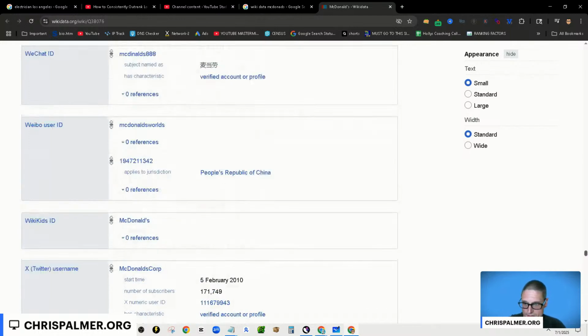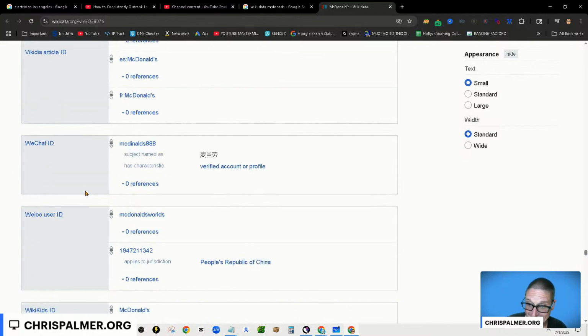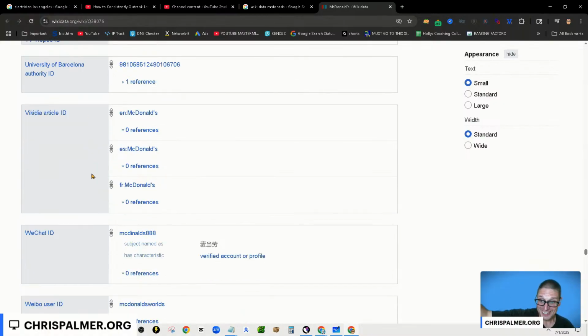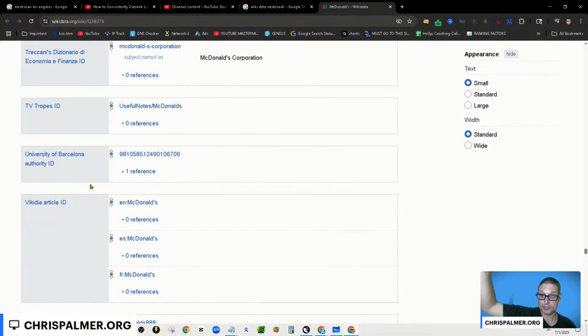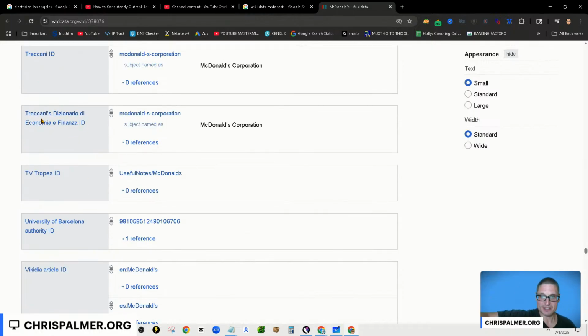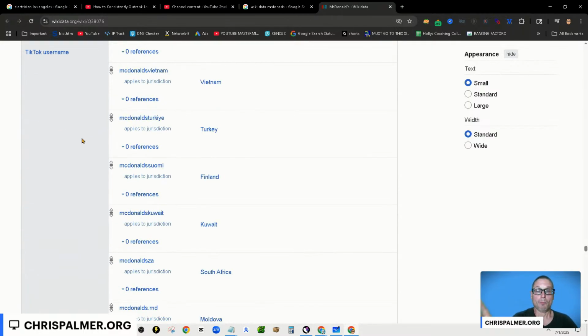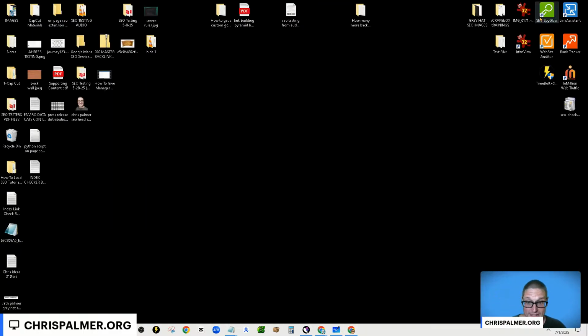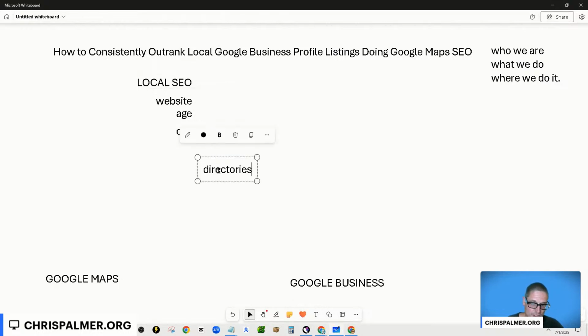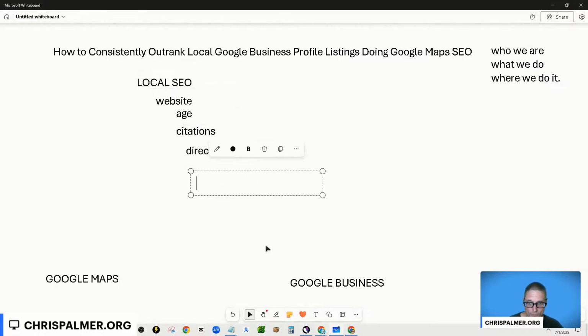Alongside of that, look, there's other ones. There's X, there's Weibo, WikiKids, Vakdia, WeChat. There's the articles, TV Tropes, University of Barcelona. This is a French version. Trecani, the list goes on and on. But what are these? These are really just citations, AKA digital reference points to do what? Reiterate who we are, what we do, and where we offer service. So this comes back to this, all right? Citations, directories, all right? Co-citation. Stick with me here. It's all going to come together.